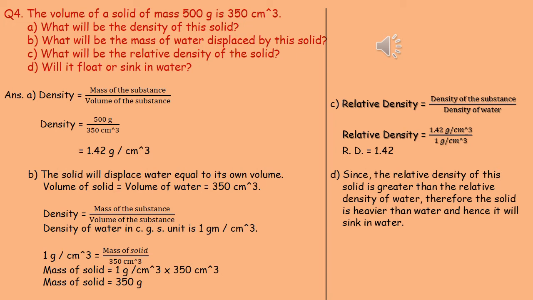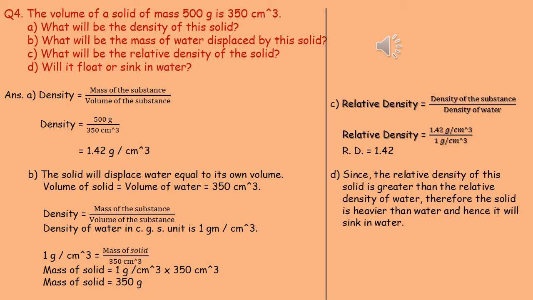In the second part, it is asked what will be the mass of water displaced by the solid. The solid will displace water equal to its own volume. So volume of the solid will be equal to volume of displaced water. That is equal to 350 centimeter cube. Now they are asking for mass. We found the volume. Now we'll use the same formula for density.